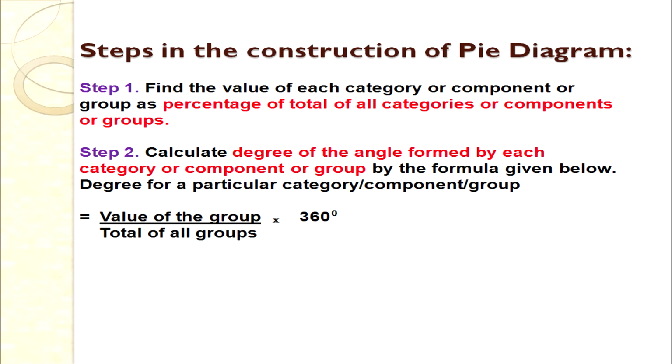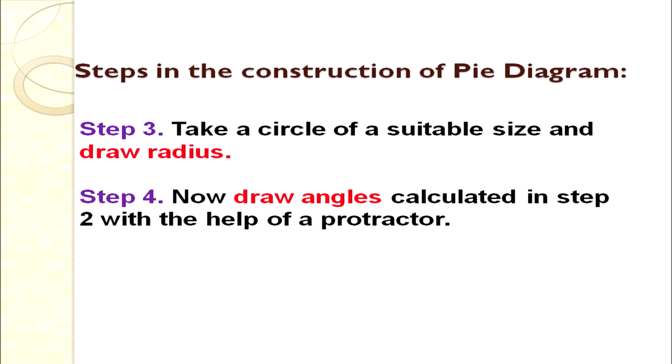Once we have computed percentages, the second step comes. Now, we need to convert these percentages into degrees. Whatever percentage we have computed, multiply by 360 degrees and we will get the degree of the angle formed by each category or component or group. The next step is to draw a circle. Draw it in such a way that it is neither too big nor too small. Then draw the radius.